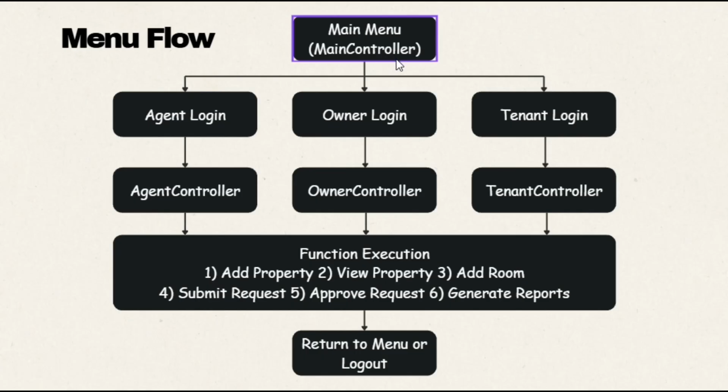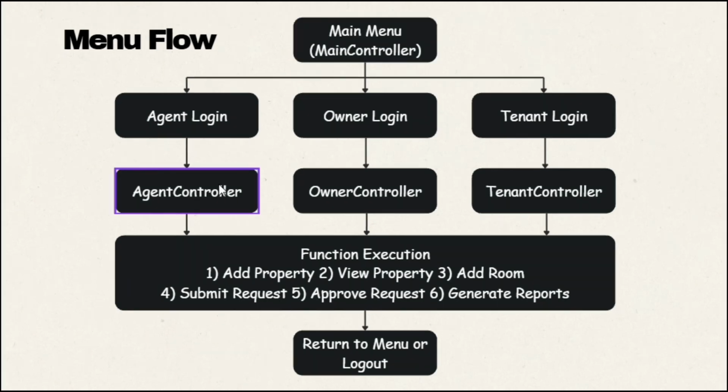For example, if the user selects agent, the main controller delegates control to the agent controller. When the agent controller receives control, it first asks the agent view to prompt for an agent ID.